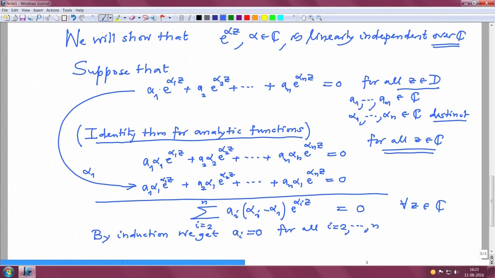So, exponential function is never 0. So, a1 is also 0, because exponential function is never 0. Okay, so that concludes the proof of this.